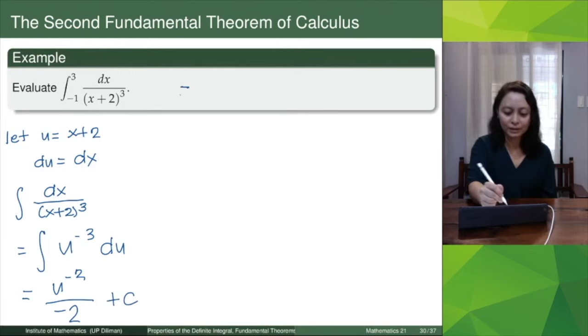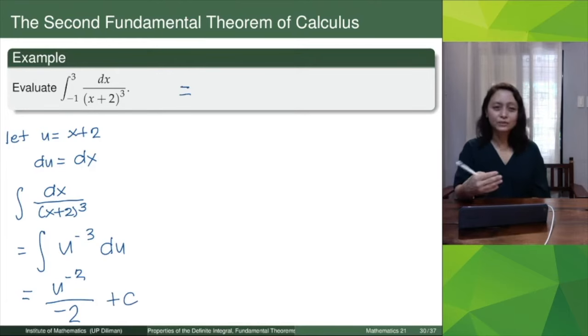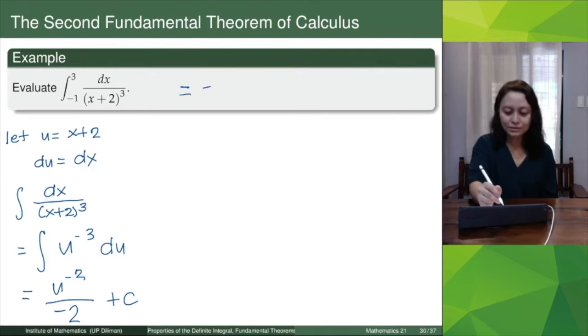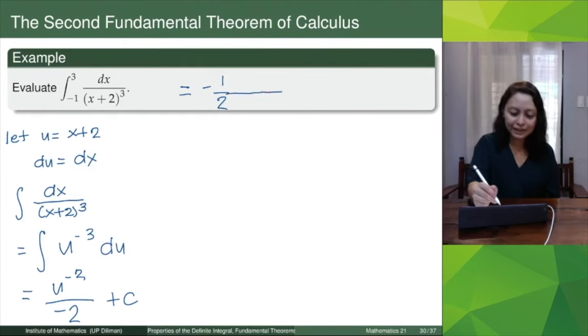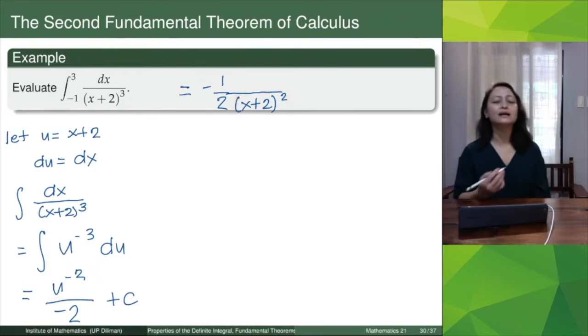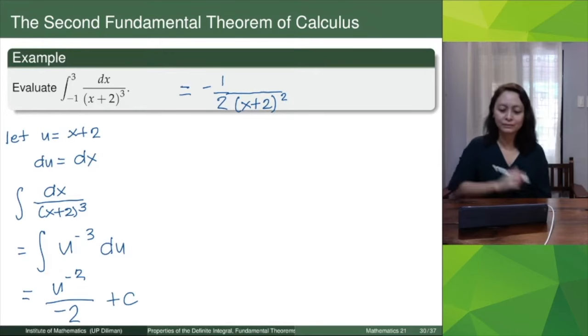Pero, yun nga, pwede na nating ignore yung c kasi magka-cancel lang siya eventually. Now, let's substitute back. Yan. So, isulat na natin to as negative 1/2. Yung u, palitan na natin ulit ng x plus 2 square. Okay? So, yung u to the negative 2, nilagay lang sa denominator. And then, sinubstitute back na yung value ng u, which is x plus 2.